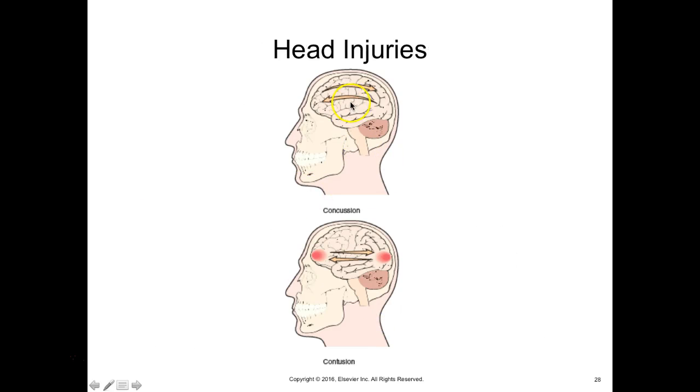So here we have a head injury. This would result in concussion, where the brain is moving inside the skull. Here is a contusion, where we actually have bleeding of the vessels. So a contusion is bruising and bleeding of the brain.